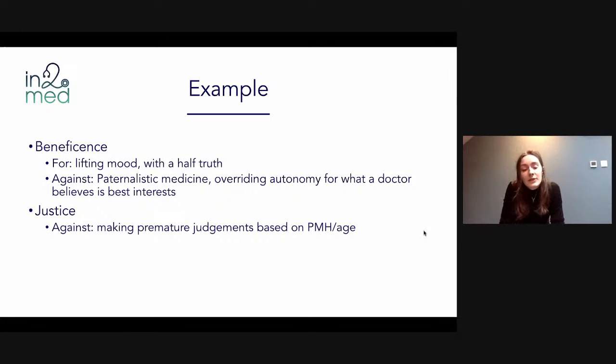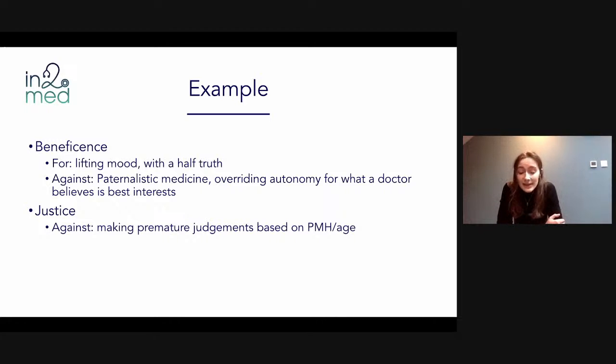And then moving on to beneficence. In support, by saying something like this, he's lifting the patient's mood. It's a half-truth. But against it, this is very paternalistic medicine. You're doing what the doctor believes is in the patient's best interests without taking into consideration what the patient's prior thoughts are about what they would want to know and what they wouldn't want to know. You haven't gauged their best interests.